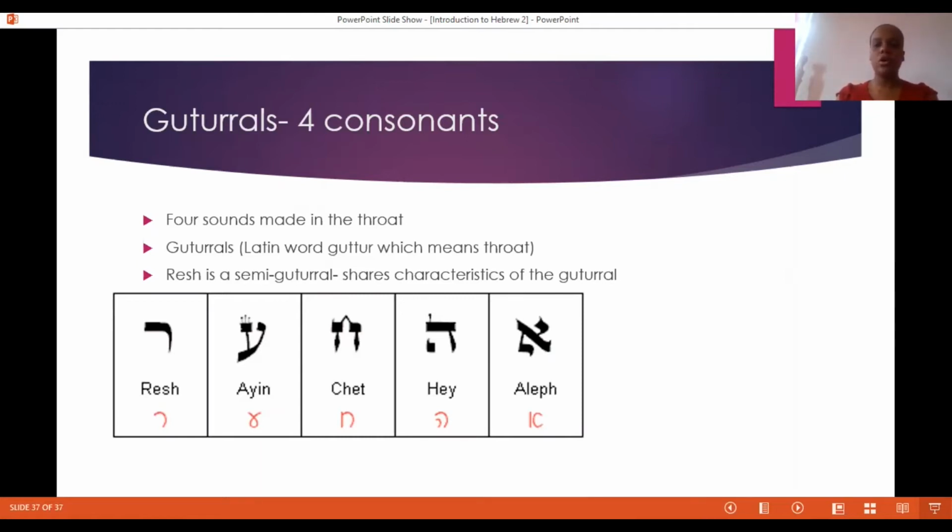Now on the screen, you're also seeing Resh. How does Resh fall into this category? Now, Resh is not a full guttural. It's like a semi-guttural, and that is because it only bears some of the characteristics of gutturals. And we will need to know at this point what the gutturals are and memorize them.